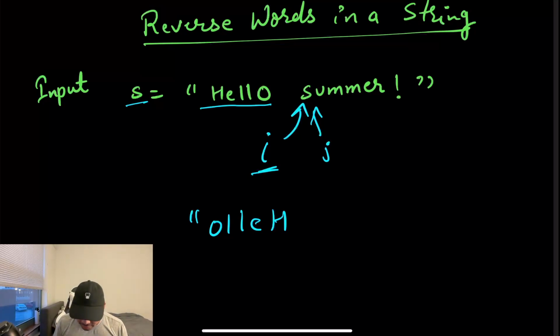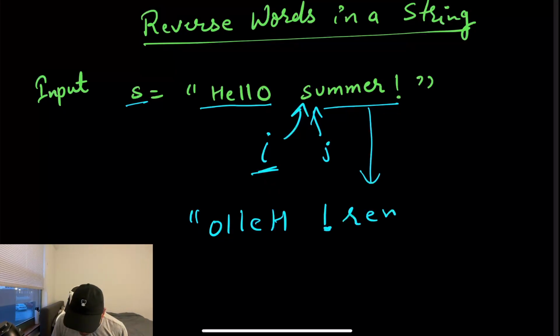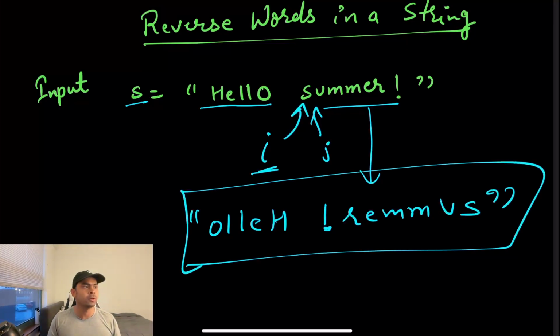All right, so I think it's going to be quite easy. This time it will do "Summer!" with the exclamation mark, so it will become "remmuS", and this will be our output. Okay, let's write down the code. It's going to be easy peasy.